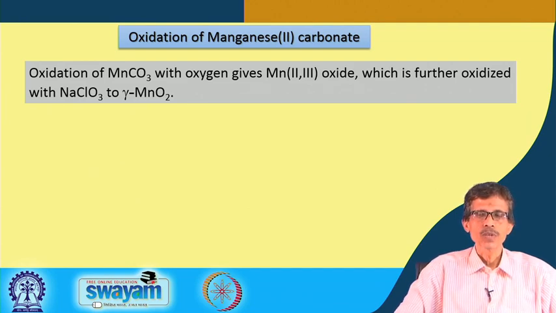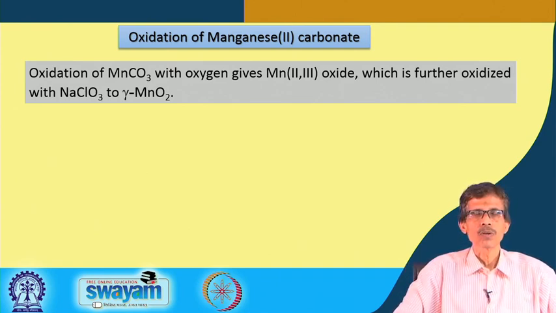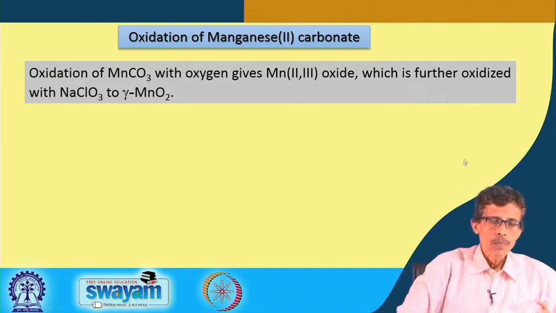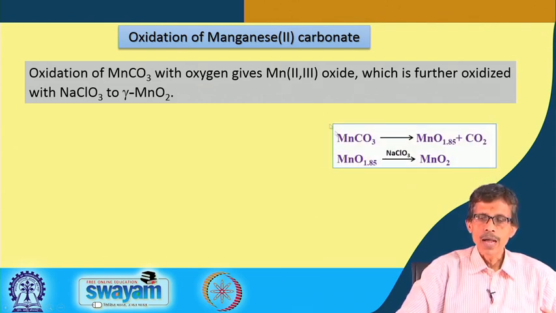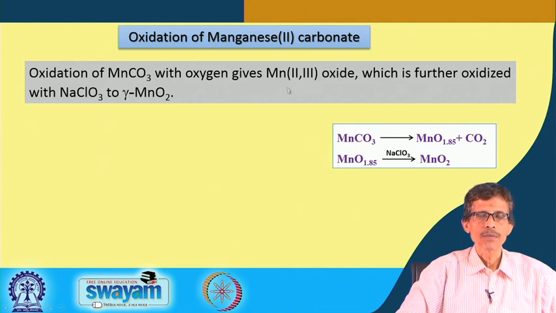So, when it is utilized for further oxidation, sodium chlorate NaClO3 is a typical reagent for that particular oxidation process, and that oxidation process will give you another pathway for making the gamma variety of MnO2. So, you have MnCO3, and MnCO3 will give you the corresponding manganese oxide, and that manganese oxide which is formed can be mixed with some trivalent form.